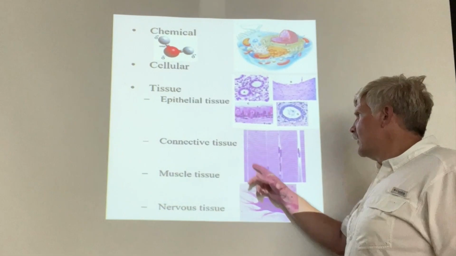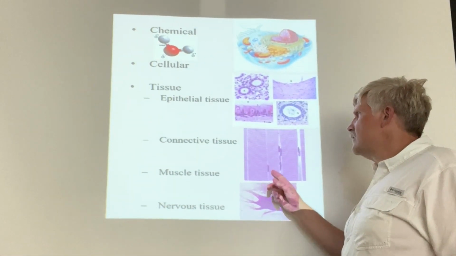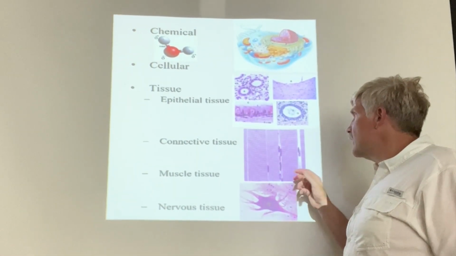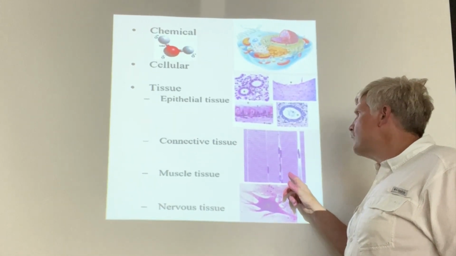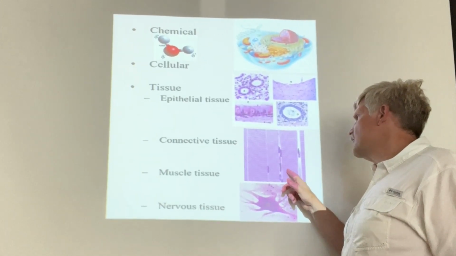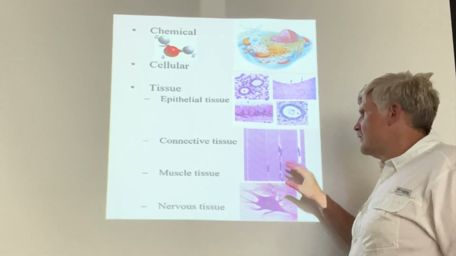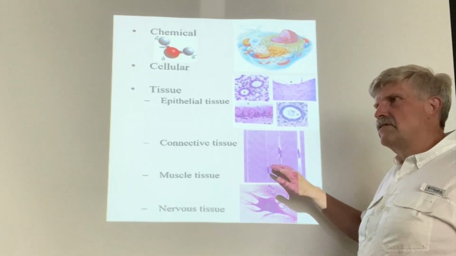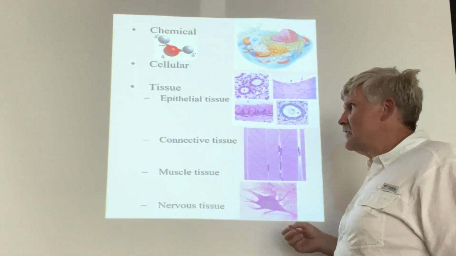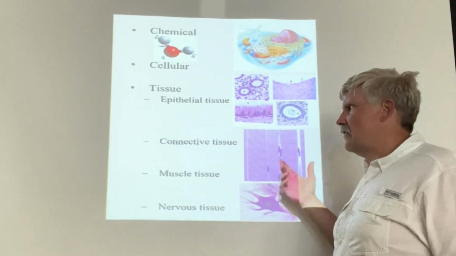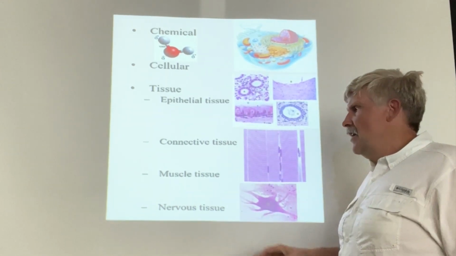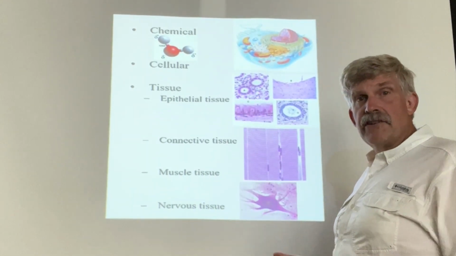Muscle tissue is here. I have muscle cells that are attached to one another, but muscle cells are filled primarily by actin and myosin, which allow them to contract. So this is going to be skeletal muscle. You also have cardiac muscle and smooth muscle, but for right now, let's just use skeletal muscle as our example for muscle tissue. And then lastly, but not leastly, we have nervous tissue.